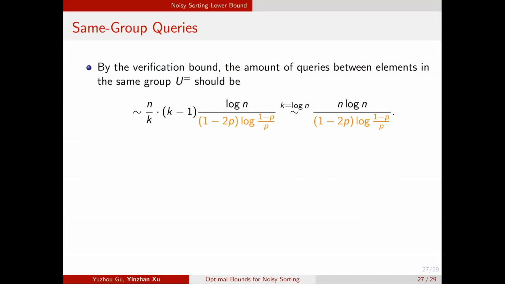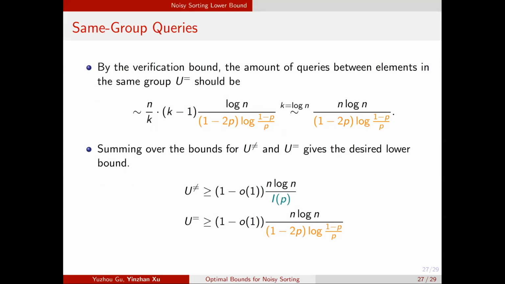And so inside each group of size k, there are k-1 such pairs of elements we have to compare. So in total, we have to compare (n over k) times (k-1) pairs of elements, and each pair will be in the same group. And for each comparison, we need log n over (1 minus 2p) times log((1 minus p) over p) queries in expectation. And if we use k to be log n, then we get our verification bound. So by summing over the bounds for U_not-equal and U_equal, we get the desired lower bound for our noisy sorting problem.